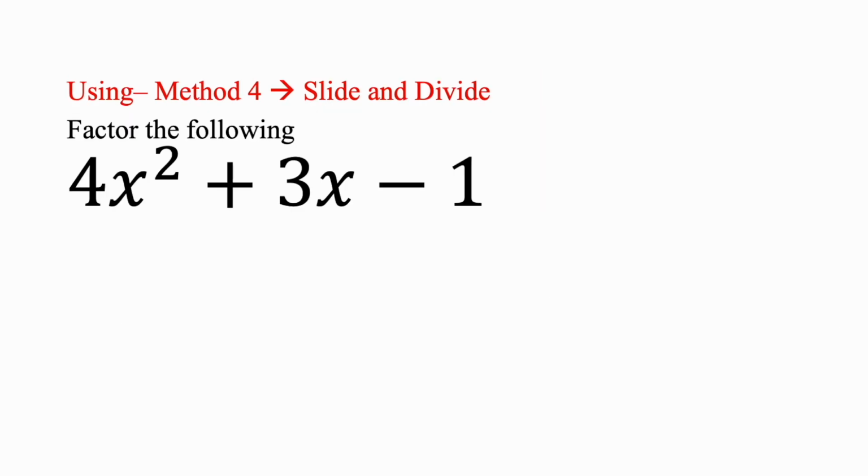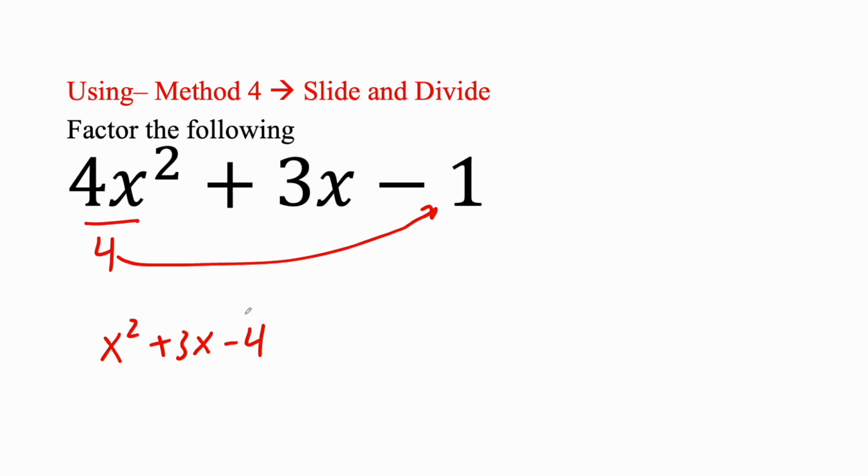And so let's begin. So with this strategy we want to get this piece to be an x squared, and the way we do that is we divide by 4. And so we get x squared, we keep our plus 3x, now it's called slide and divide. So we take this 4, we multiply by this piece. So negative 1 times 4 is negative 4. Now obviously this and this is not equivalent. This is not equivalent in math. But there's a step at the end to make it work.